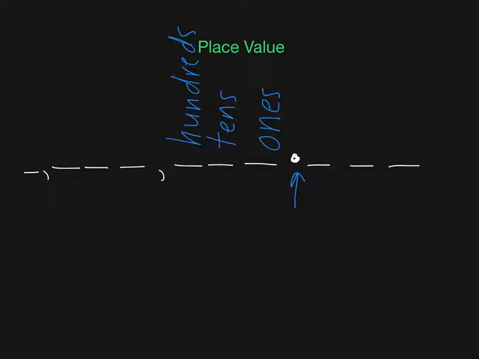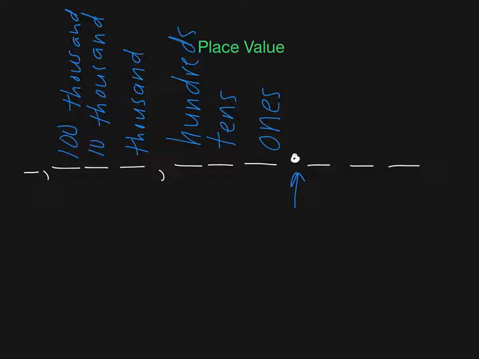We move on to the next chunk here. This would be thousands. And here's where you'll start to see the pattern. Then we have 10,000s, and 100,000. And we finish it off with the millions.